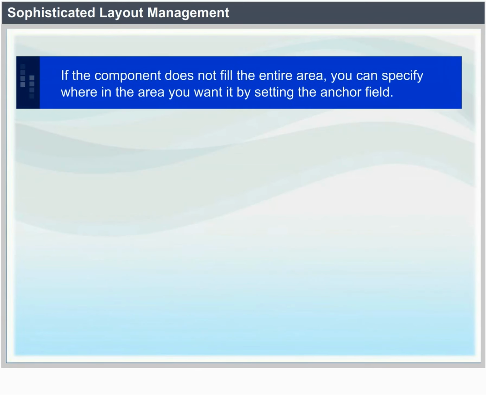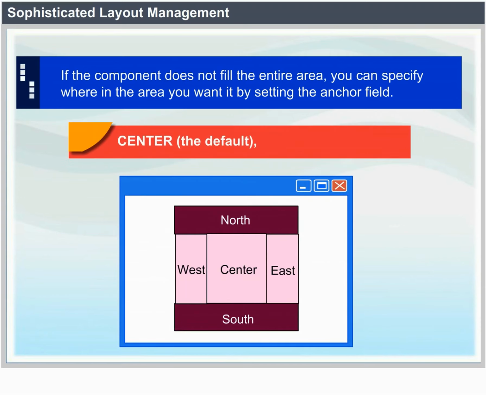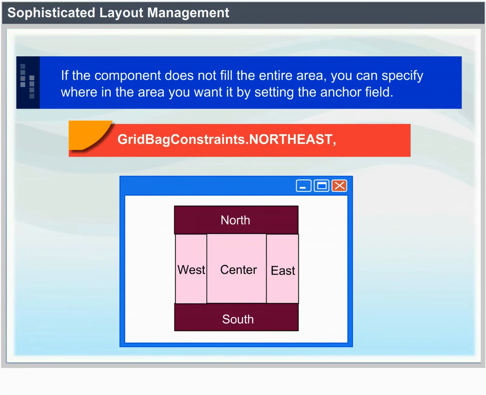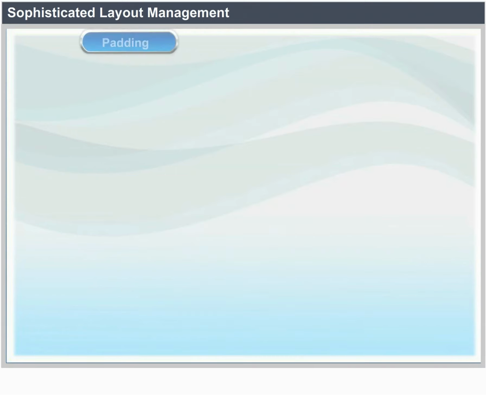If the component does not fill the entire area, you can specify where in the area you want it by setting the anchor field. The valid values are GridBagConstraints.CENTER (the default), GridBagConstraints.NORTH, GridBagConstraints.NORTHEAST, GridBagConstraints.EAST, and so on. Padding.